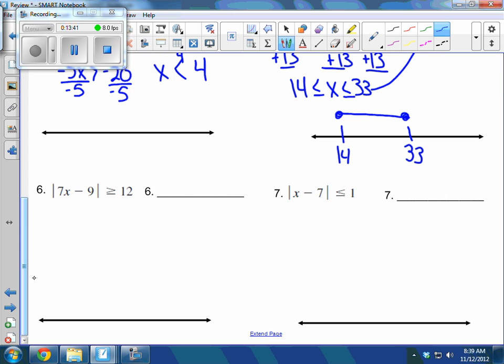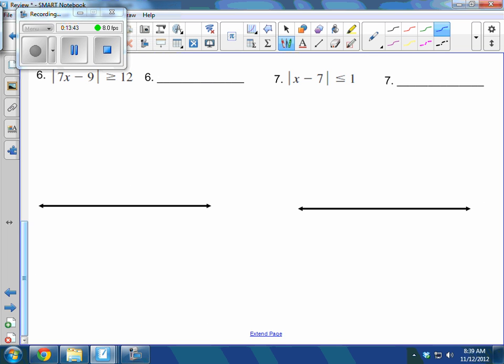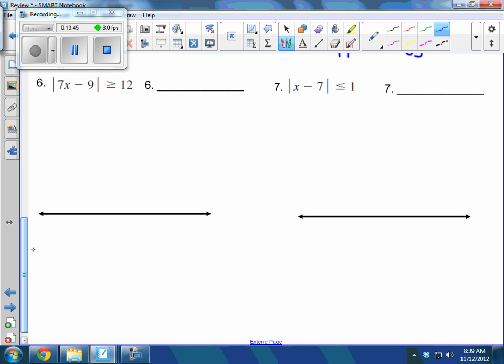Number 6 and 7 are absolute values. So don't forget on absolute value, you're going to have two answers. So the first time, nothing in the bar changes. The second time, again, nothing in the bar changes, but everything outside the bar changes, including the inequality sign. So either way, in both problems, I'm going to add 9.